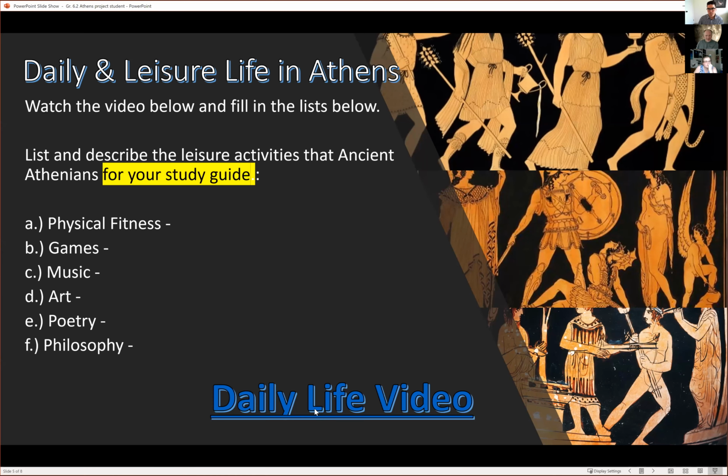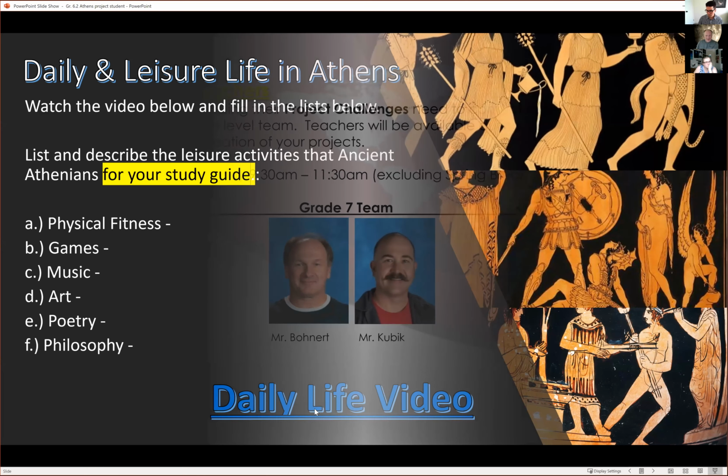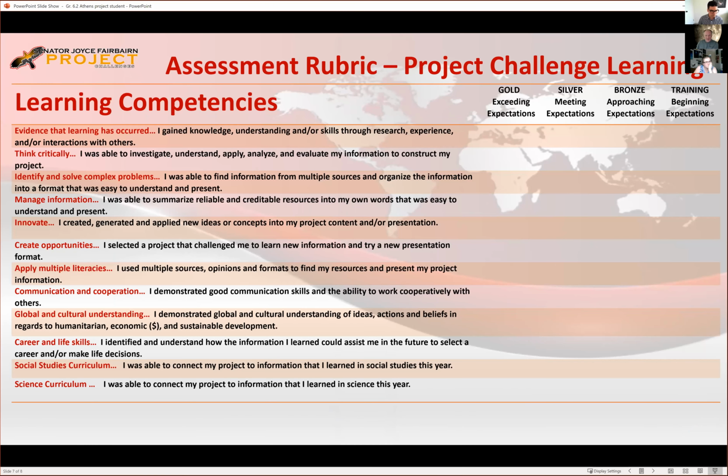And then we provide them again with the learning competencies, the rubric every time. And they go through and answer these questions themselves. So that's the end of number 2.